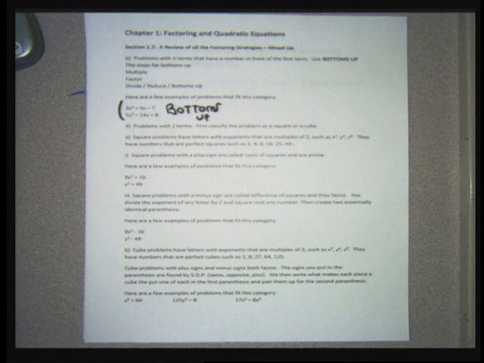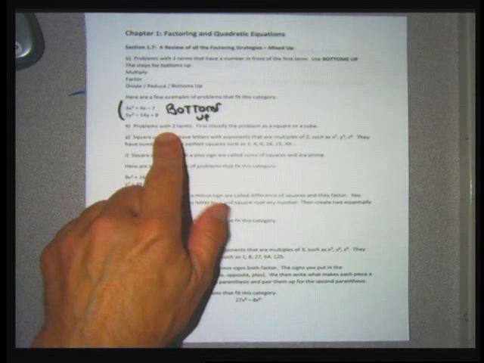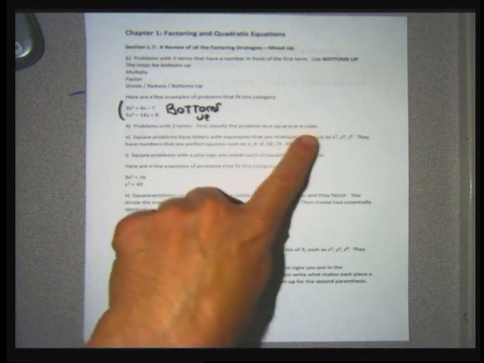The last few sections that we dealt with were problems with 2 terms, and problems with 2 terms need to be broken down into squares or cubes.